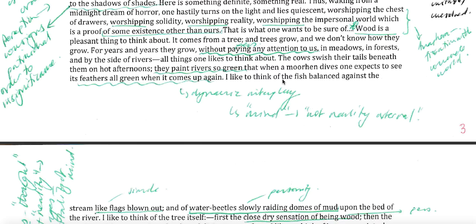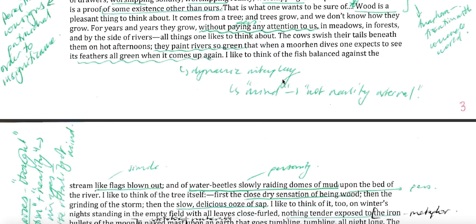The cows swish their tails beneath them on hot afternoons. They paint rivers so green that when a moorhen dives, one expects to see its feathers all green when it comes up again. I like to think of the fish balanced against the stream like flags blown out, and of water beetles slowly raiding domes of mud upon the bed of the river. And there's this real sense of vitality and dynamic interplay between the elements of the scene of nature that she imagines that's come about through wood, which is itself a creative response to the solidity of concrete reality.